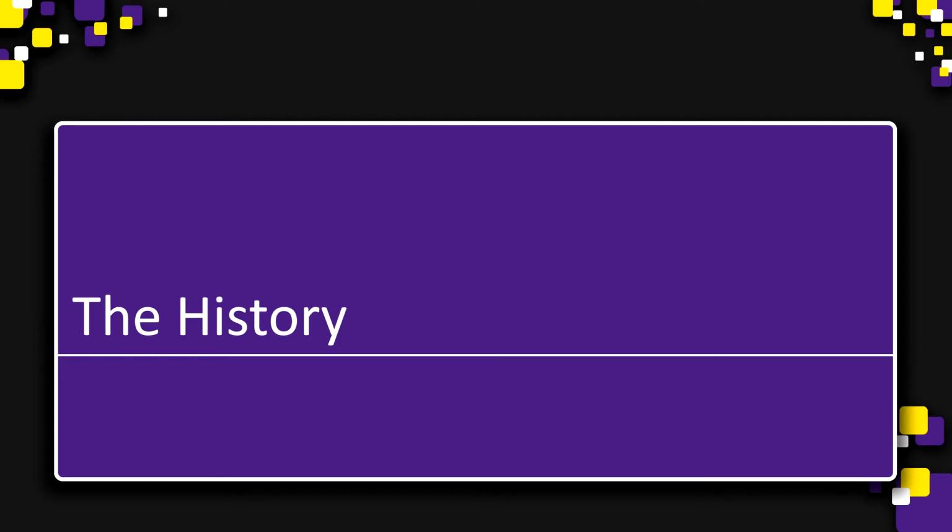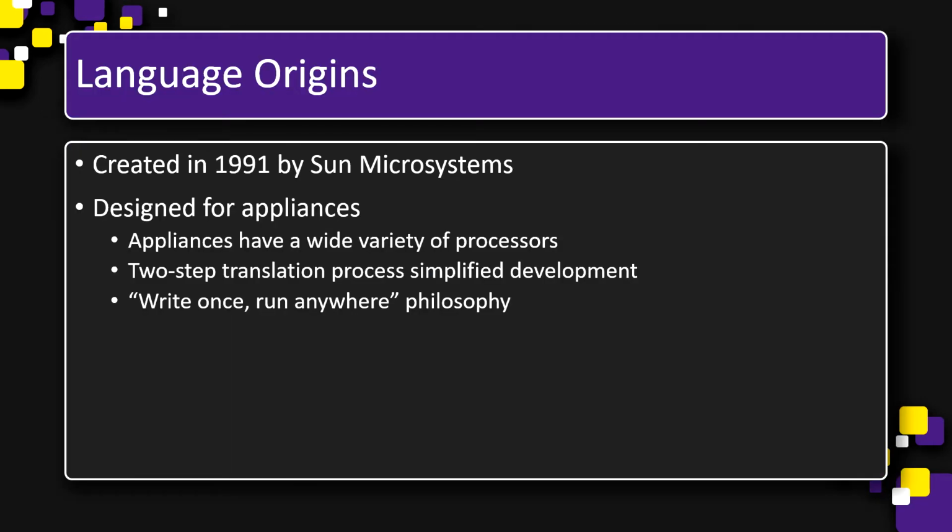So it was created in 1991 by Sun Microsystems. It was designed for appliances, and at the time, appliances had a wide variety of processors, and this made it difficult to develop and compile code because it all had to be developed in a different way. It all had to be in particular compiled in a different way. So Java was created as a two-step translation process to simplify the development.